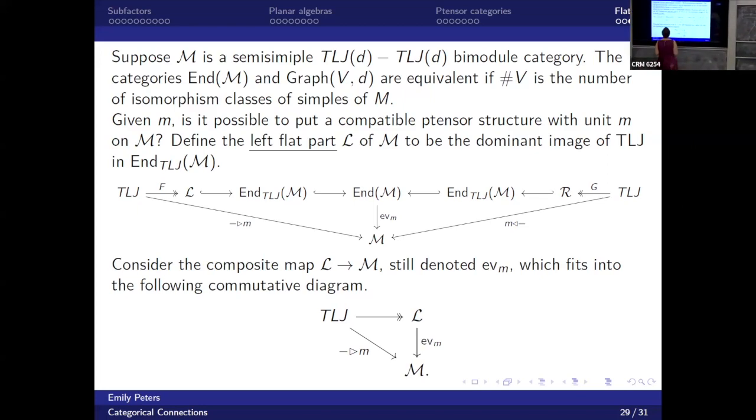If we're given M, which is our semi-simple bimodule category, and some particular element, little m, and we want to make that the unit of our tensor structure, how would we put that structure on M? All of this horribleness is just saying that Temperley-Lieb acts on M on the left and on the right, and those two actions commute with each other. So that is this arrow from here to here, and we take its dominant image, and that's where L comes from. And of course, endomorphisms of M that commute with the right action of Temperley-Lieb-Jones embeds into endomorphisms of M.